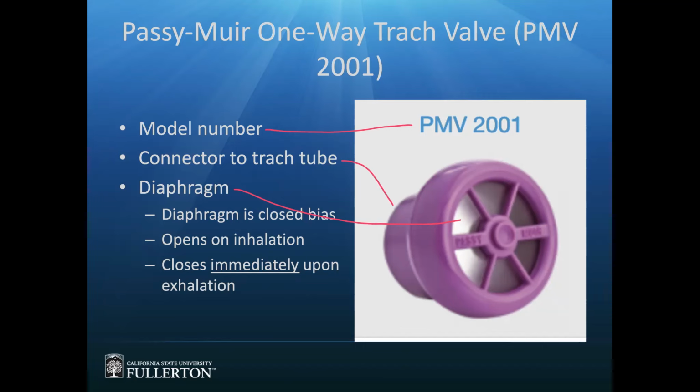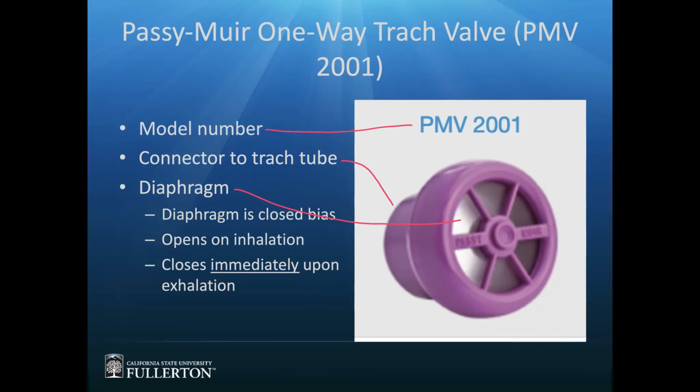And by the way, that latter one, the one that's made for use with a ventilator, can also be used if there's no ventilator. But typically you would use what we're looking at right now, which I've just given you the model number, Passy-Muir valve 2001. That's the model number. And this end of it on your left connects directly to the hub of either a Shiley or a Portex tube. So you just give it a little twist.